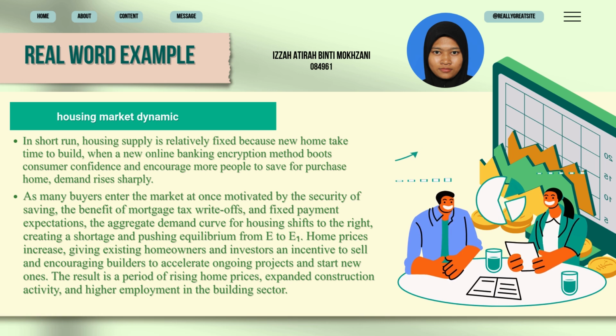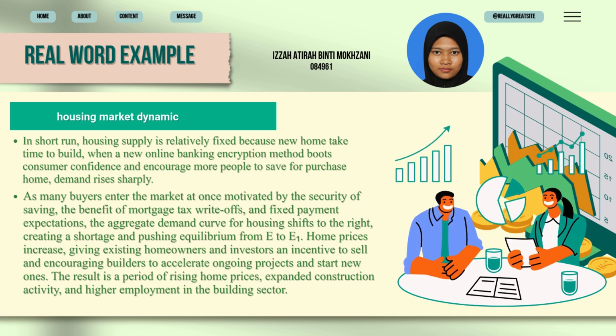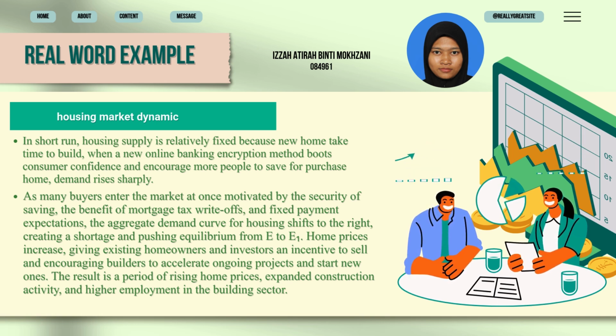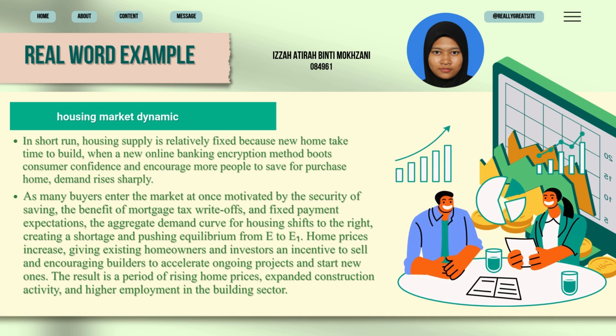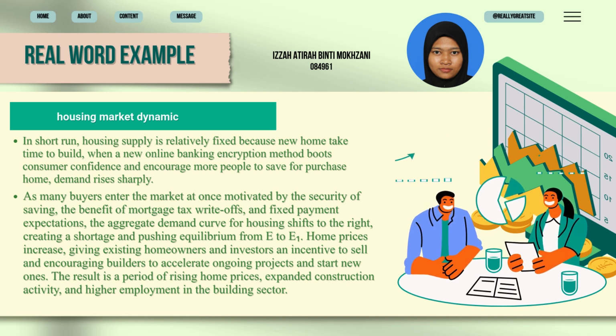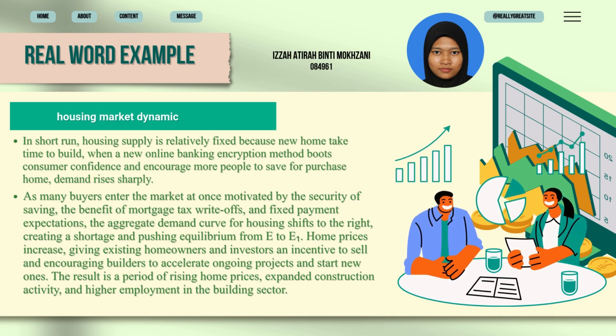The aggregate demand curve for housing shifts to the right, creating a shortage and a partial equilibrium move from E to E1. Home prices increase, giving existing homeowners and investors an incentive to sell and encouraging builders to accelerate ongoing projects and start new ones. The result is a period of rising home prices, expanding construction activity, and higher employment in the building sector.